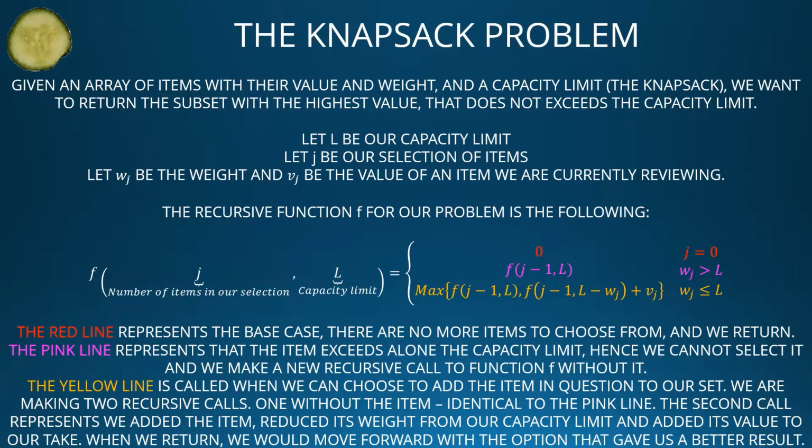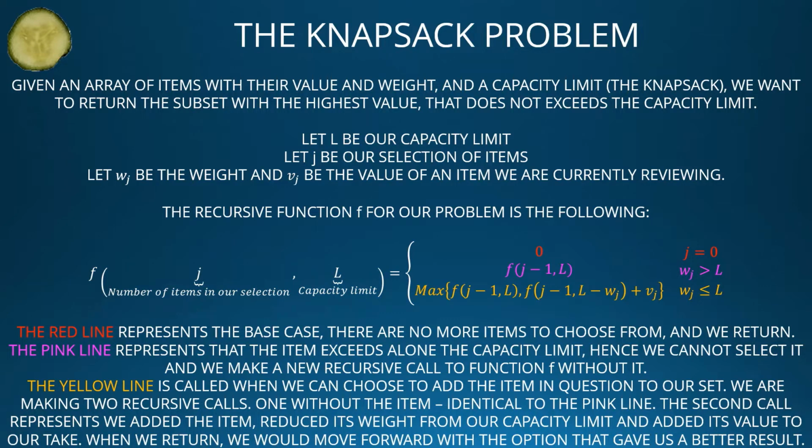Alrighty, the knapsack problem. Given an array of items with their value and weight and the capacity limit, the knapsack, we want to return the subset with the highest value that does not exceed the capacity limit. Let L be our capacity limit, let J be our selection of items, let Wj be the weight, and Vj be the value of an item we are currently reviewing. The recursive function f for our problem is the following: f of (J, L), when J is the number of items in our selection, and L the capacity limit, which equals 3 scenarios.